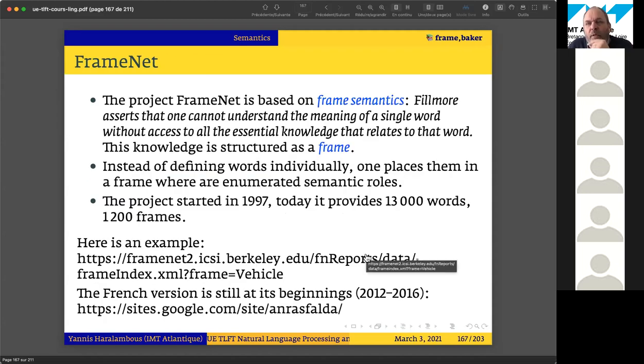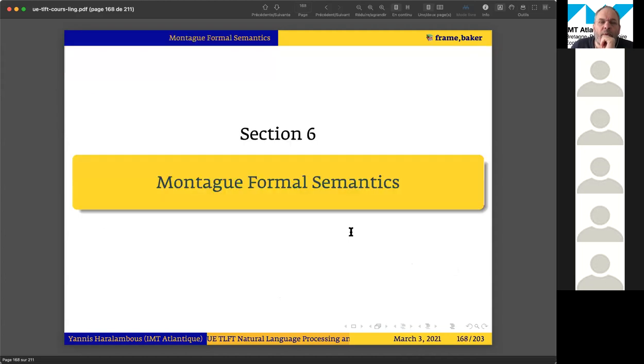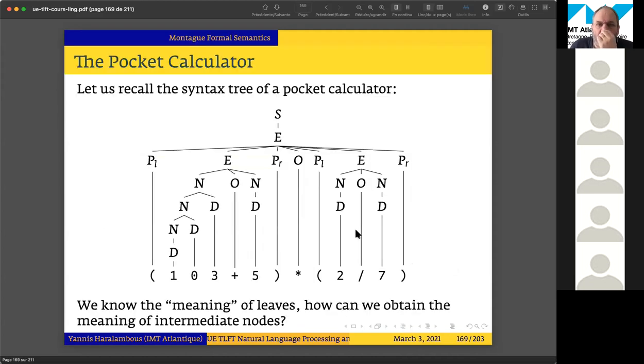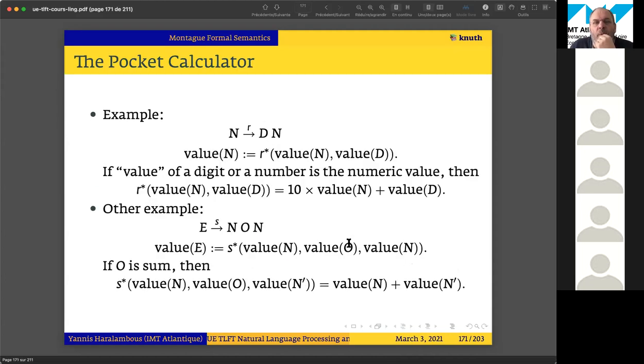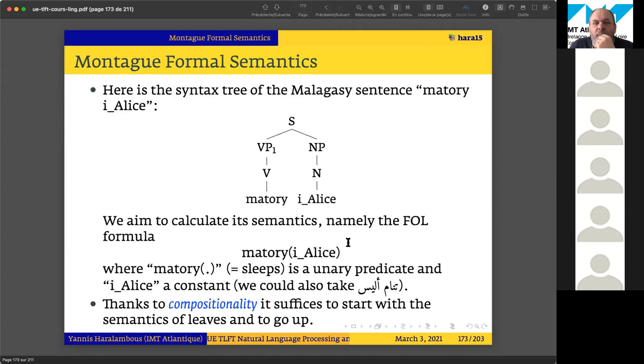FrameNet is a different resource that uses frames. So a frame is a domain in which words are unambiguous. Okay, we don't have a lot of time. Then I have some slides on Montague formal semantics.